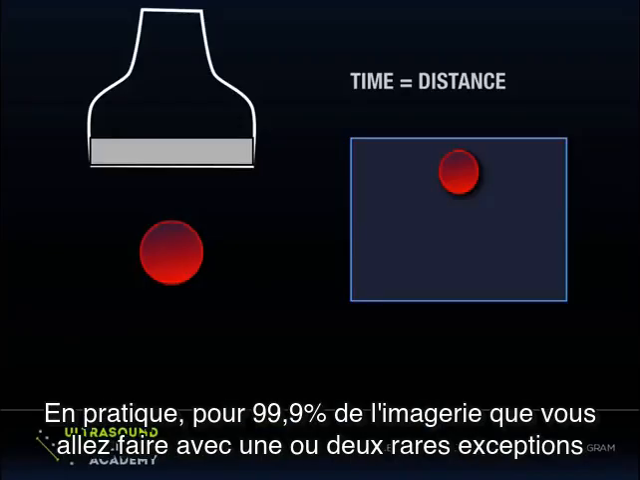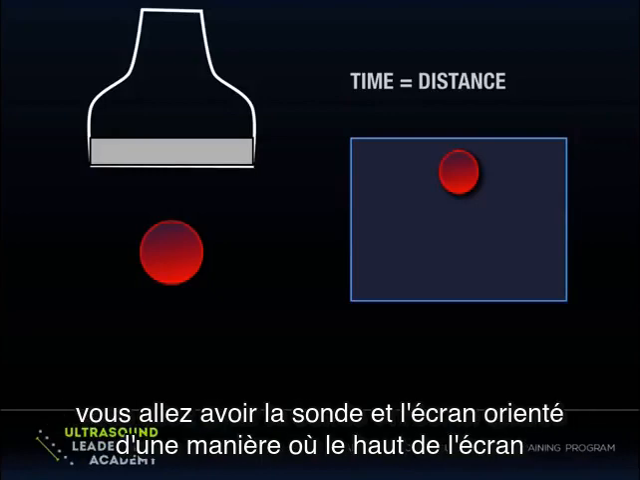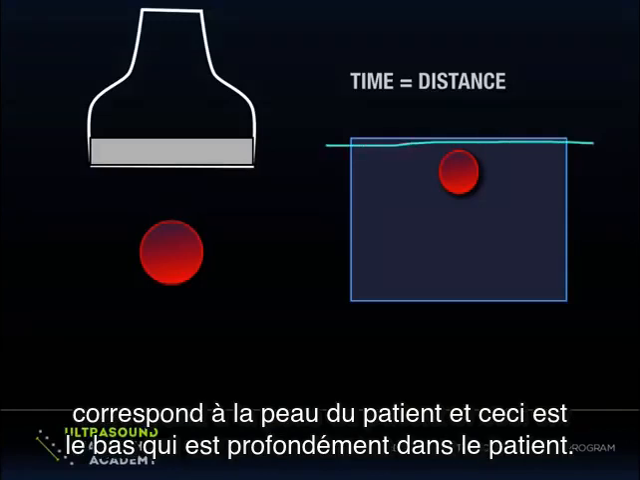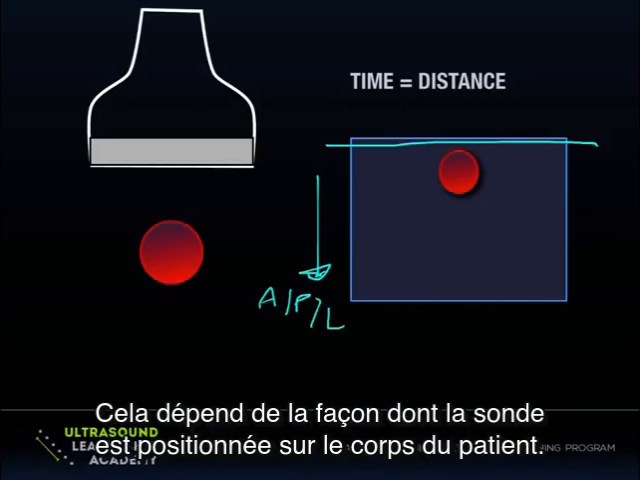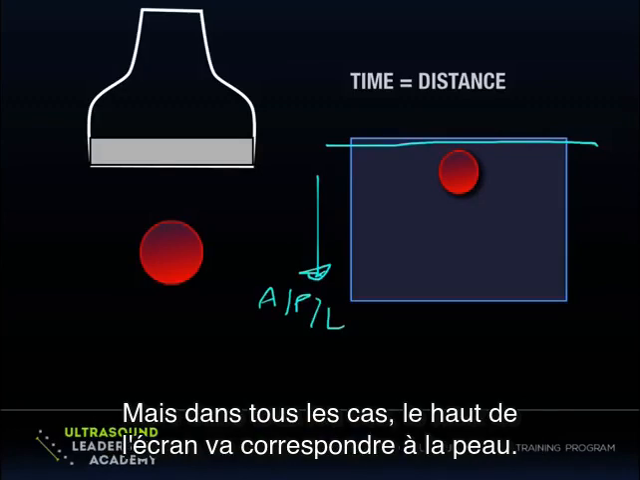Also, from a practical standpoint, nomenclature-wise, for absolutely 99.9% of the imaging you're doing, with one or two rare exceptions, you're going to have the probe and the screen oriented in a way where the top of the screen corresponds to the patient's skin, and this is deep into the patient. That could be anterior, it could be posterior, it could be lateral, coronal. It just depends on which way the probe's positioned on the patient's body. But regardless, the top of the screen is going to correspond to the patient's skin.